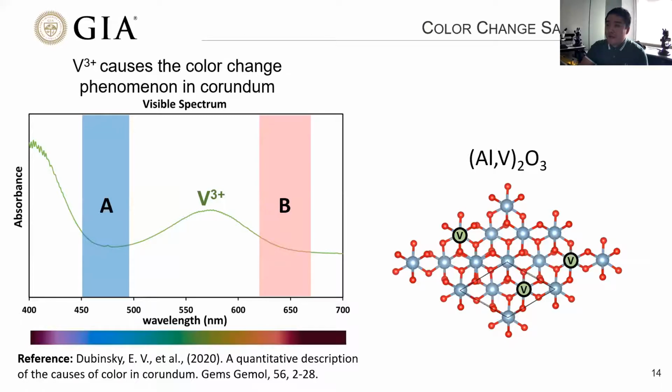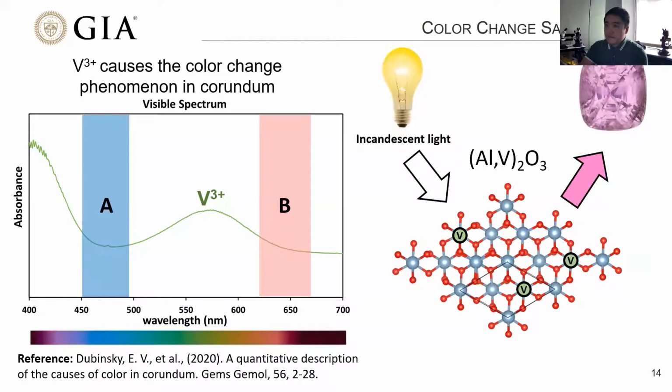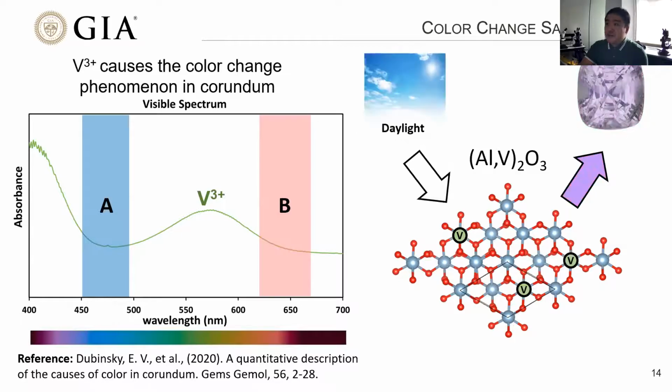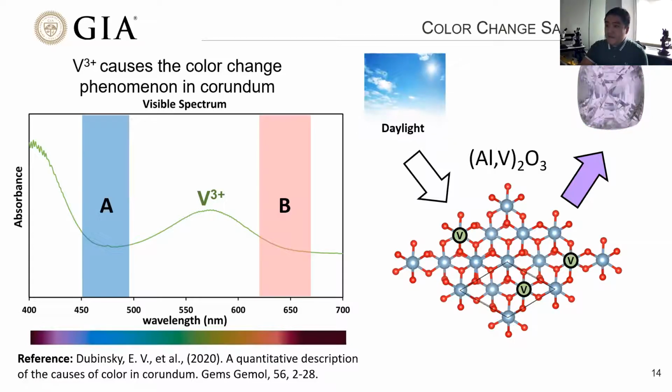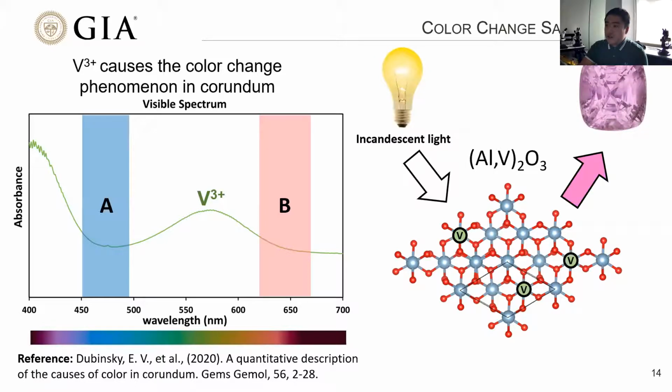Vanadium 3+ replacing aluminum in the corundum crystal lattice causes color change phenomena. The strong vanadium absorption band centered at around 580 nanometers creates two transmission windows. The transmission window A, centered at around 480 nanometers in the blue-green region, and the transmission window B, covering the whole red region from 620 to 670 nanometers.